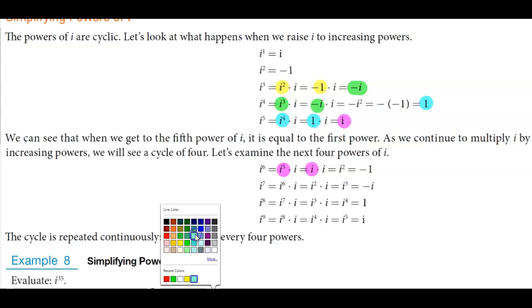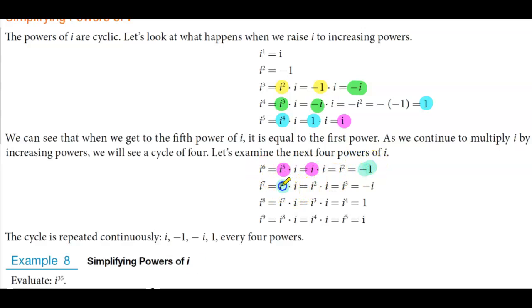Okay, next, we have i to the 7th, which is equal to i to the 6th times i. Remember that i to the 6th is equal to -1, so -1 times i is going to give you -i. Or we can break it down as i squared times i, which is equal to i cubed, because these all equal the same thing. So therefore, just taking a -1, multiplying it by i gives you -i, and again it matches what we have over here.